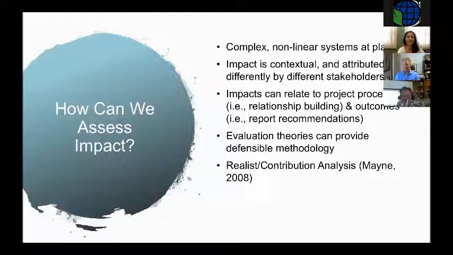So that brings me to my current research. How do we assess impact when it comes to community-based research? When we're dealing with community-based research, it's not so traditional, cause and effect. It's non-linear, and we're dealing with social systems. The impacts are often contextual and attributed differently by different stakeholders. The impacts can relate both to the project outcomes, so the recommendations of the report directly, or to the process of the research itself, so relationship building, meeting new people and getting involved, and those impacts can continue into the future beyond the scope of the project itself.